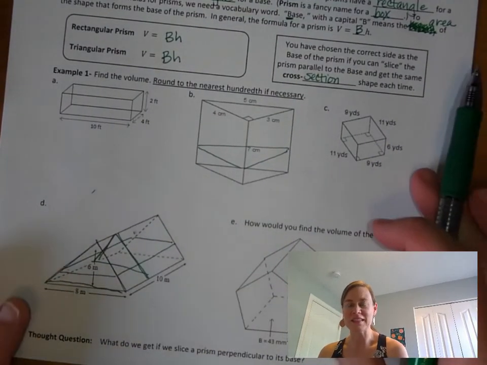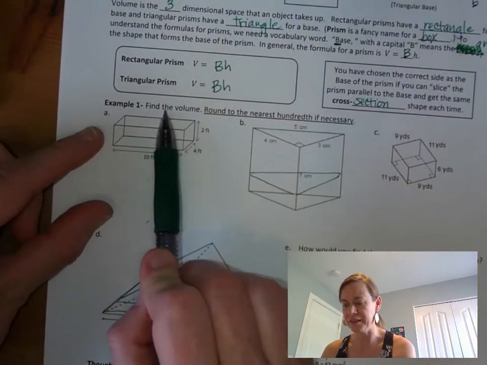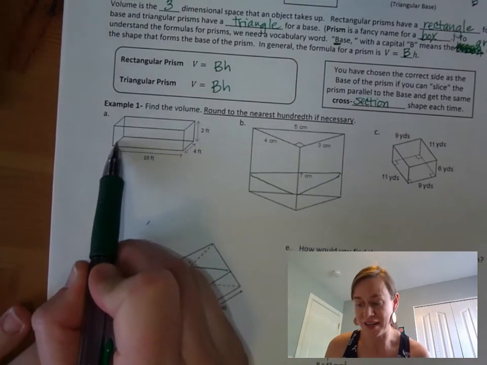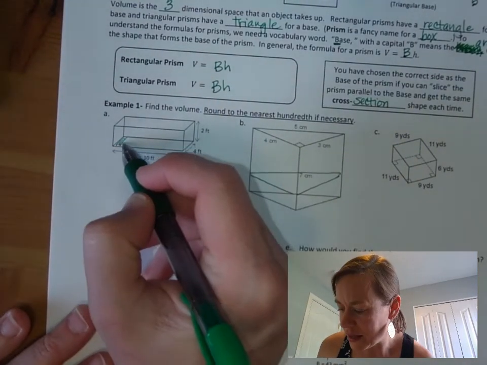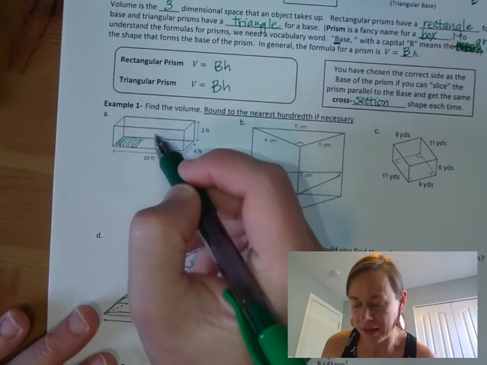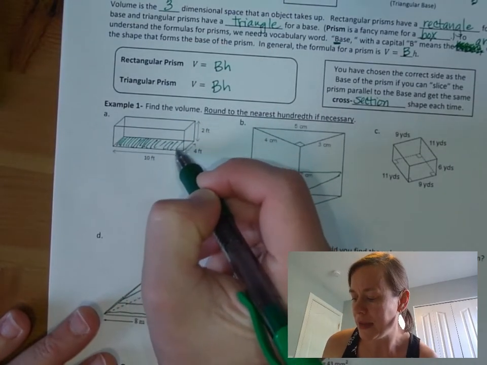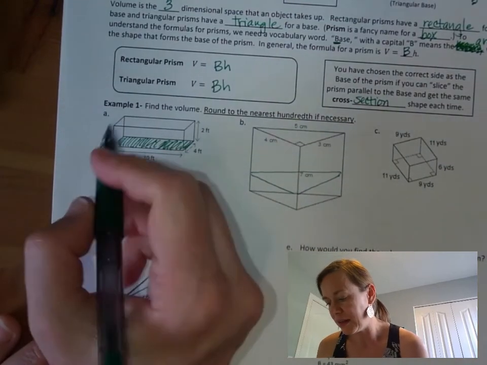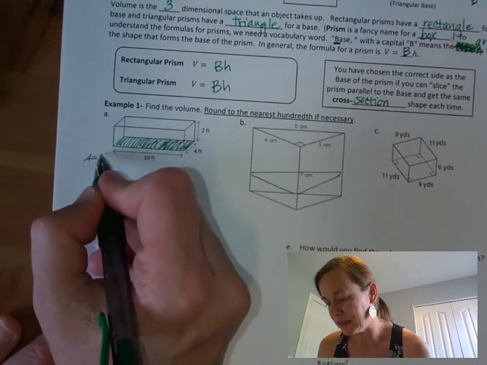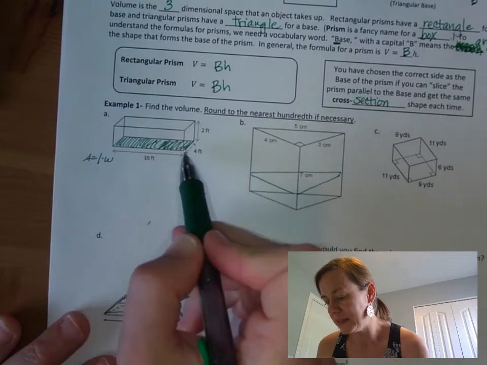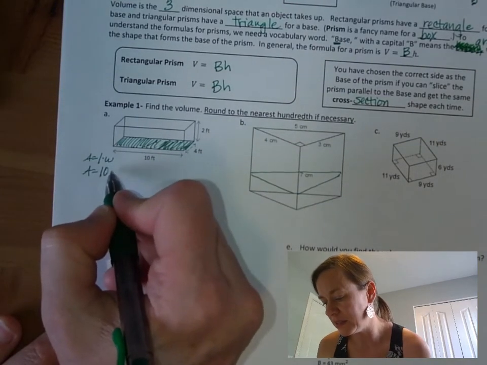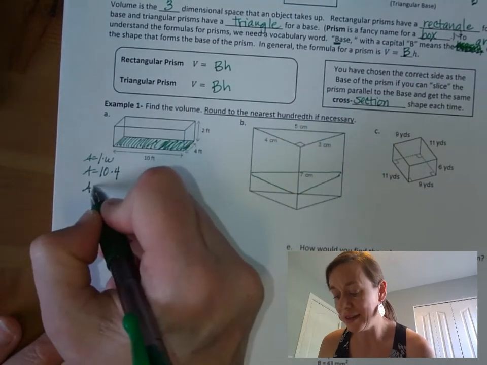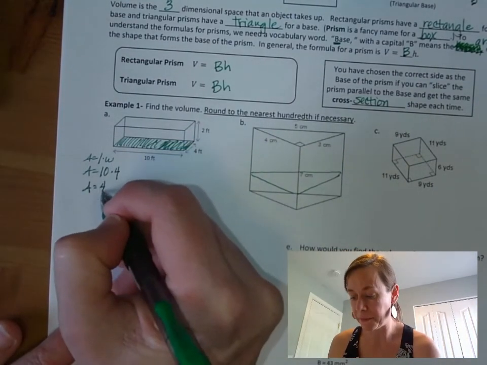Okay, so let's do some of these examples. Find the volume, round to the nearest hundredth. Okay, got it. So what we're going to do first for this rectangular prism here is find the area of the base, because we need to figure out what that capital B is, right? So the base, I'm just coloring it in green so that we can kind of see it. We know the area of a rectangle is length times width, right? So our length is 10, area equals 10 times the width, which is 4. 10 times 4. So the area of the base is going to be 40.